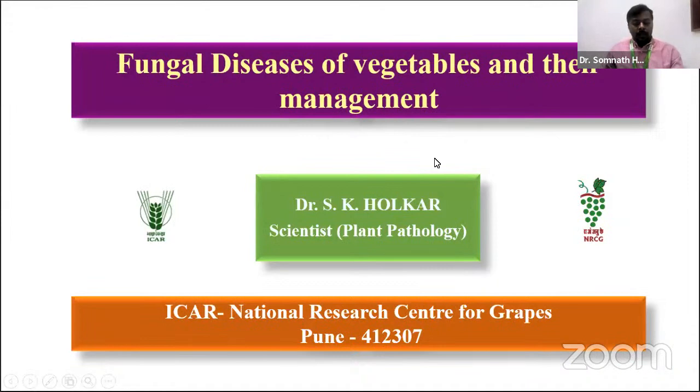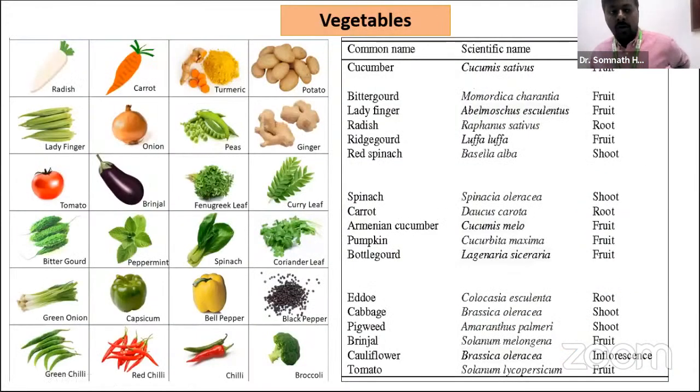We all know that there are n number of vegetables grown in India, like potato, tomato, chili, radish, carrot, turmeric, onion, peas, ginger, brinjal. So these are the different types of vegetables which are grown in India. We will see, for example, cucumber.